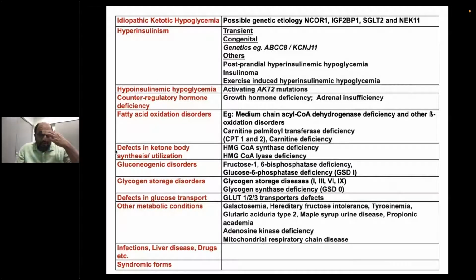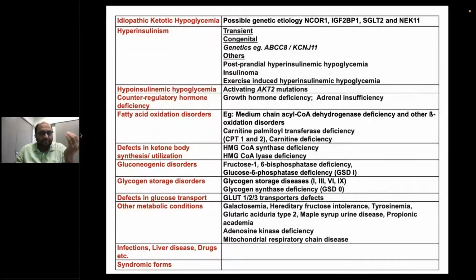This is a long list of causes of hypoglycemia in children, and I will go through it in general terms, which is ketotic hypoglycemia and non-ketotic or hypoketotic hypoglycemia. In one of the next slides I will show you a flow chart on how we determine ketotic and hypoketotic hypoglycemia. With idiopathic ketotic hypoglycemia, some genetic mutations have recently been reported. In hyperinsulinism and fatty acid oxidation disorders, the hypoglycemia is mainly hypoketotic or non-ketotic, where you would not see many ketones at the time of hypoglycemia.